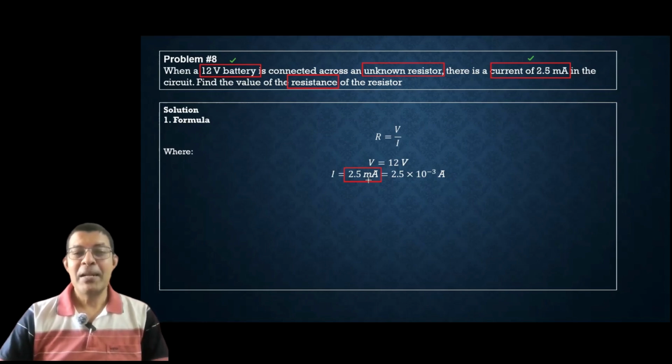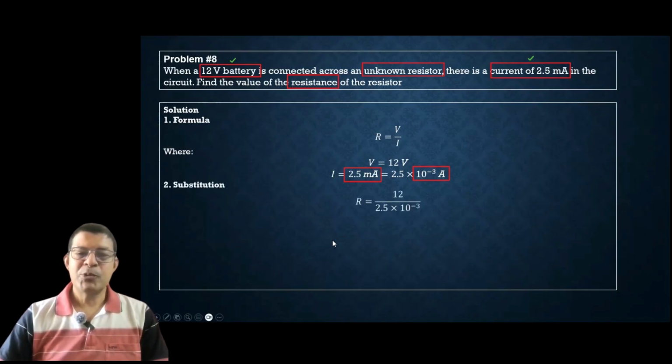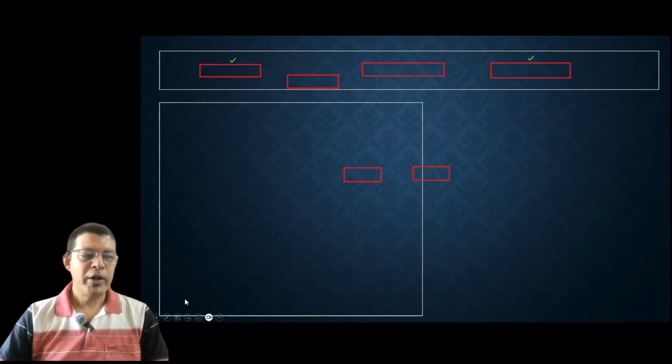Okay, 2.5 milliampere. You have to convert this into ampere. That is 2.5 into 10 raised to power of minus 3 ampere. This is the conversion. If it was microampere, then it would have been 10 raised to power of minus 6 ampere. Okay. So now we'll directly substitute. We'll get the value of the resistance, which is 4,800 ohms. 4.8 kilo ohms that was.